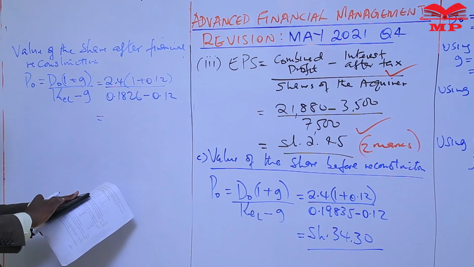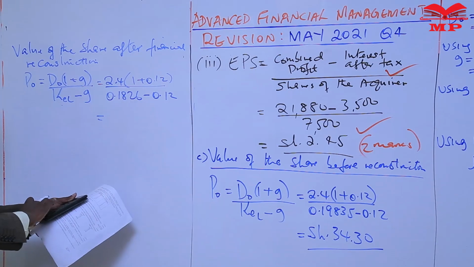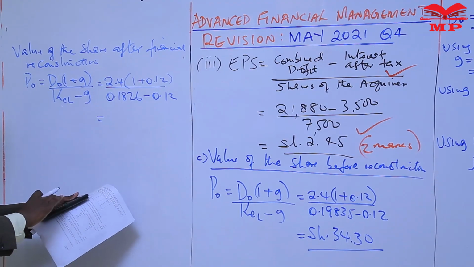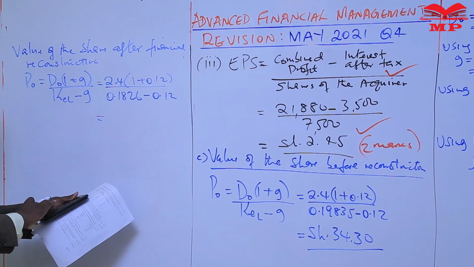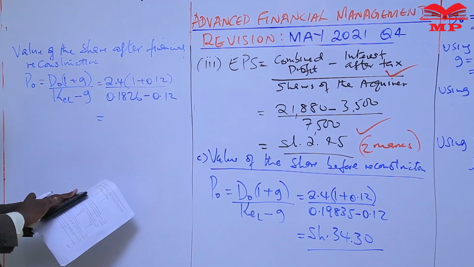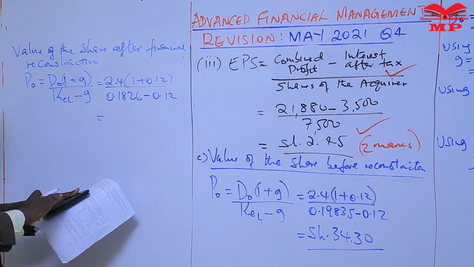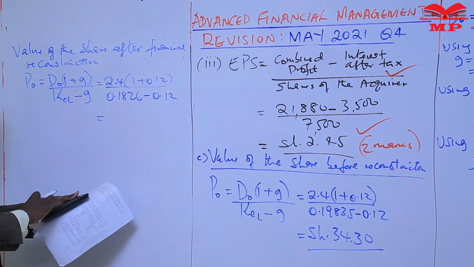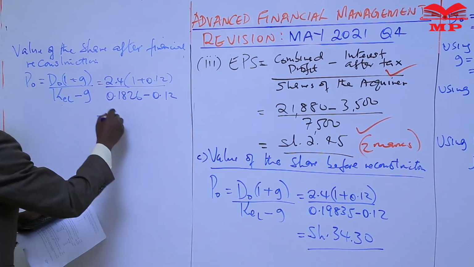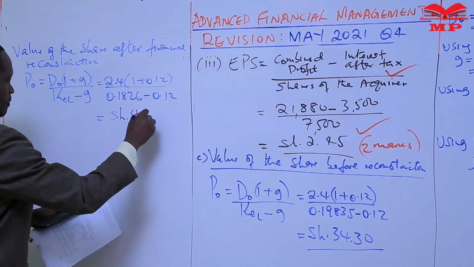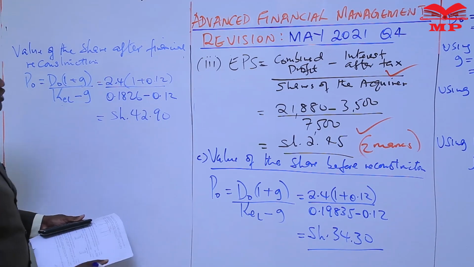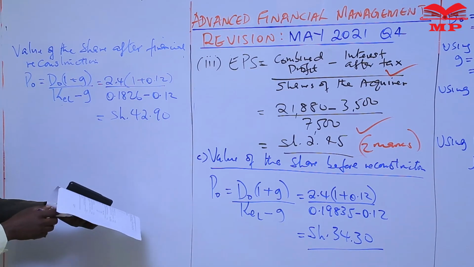2.4 times 1.12 divided by 0.1826 minus 0.12. This is equal to 42 shillings and 90 cents.